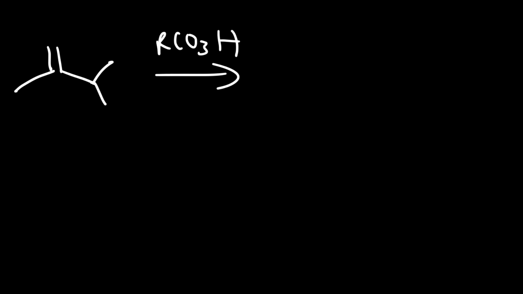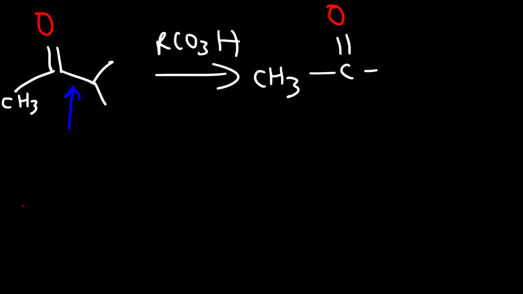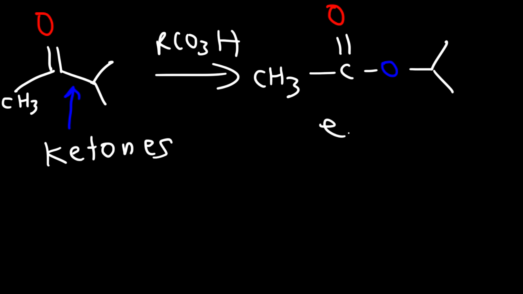Now let's do one last example. Go ahead and predict the major product of this reaction. We have a methyl group on the left and an isopropyl group on the right. We know the methyl group has the least migratory aptitude, so we need to put the oxygen between the carbonyl carbon and the isopropyl group. And so now you know how to find the major product of the Baeyer-Villiger oxidation reaction. And as you can see, it converts ketones into esters.